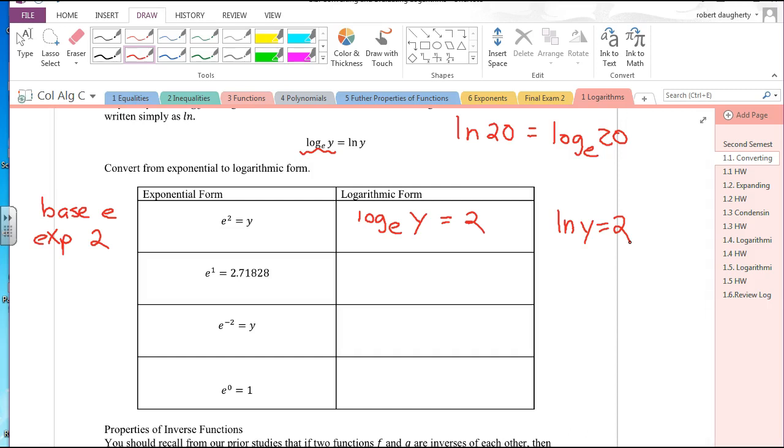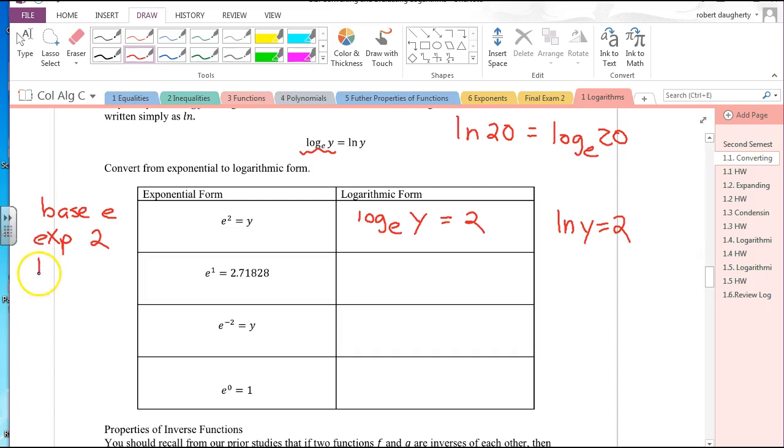You can write either of these. It doesn't matter. These are the two ways. It doesn't matter to me which you write, but you just need to be comfortable. When you see something like this, what does ln mean? ln means log base e. Now let's convert this to logarithm.